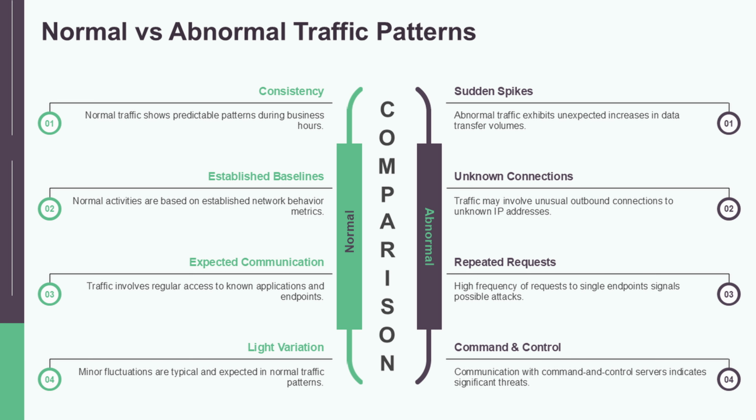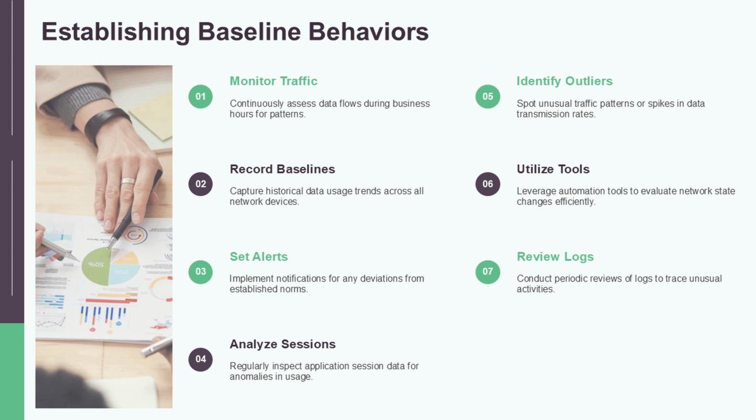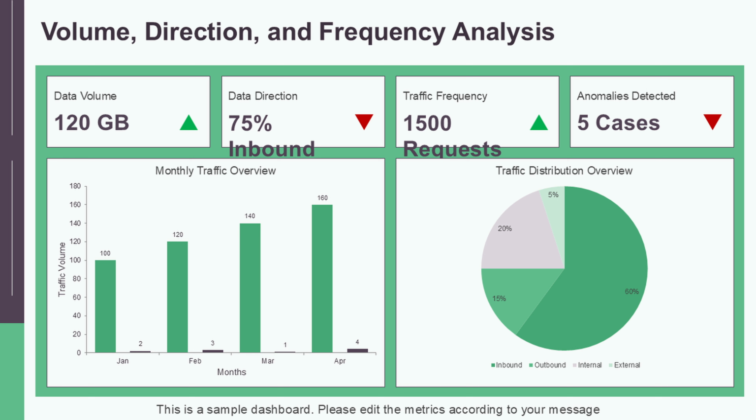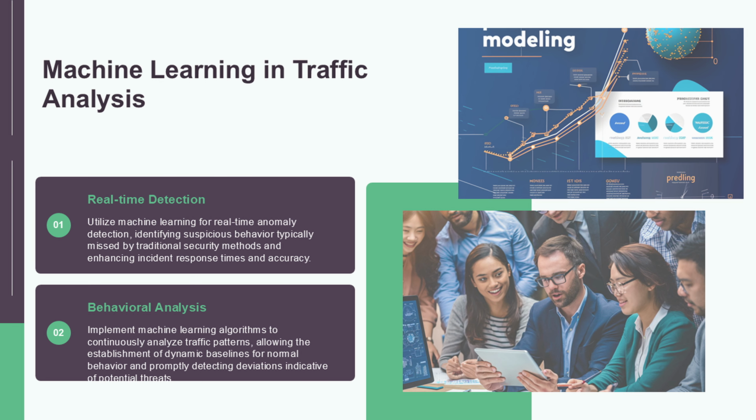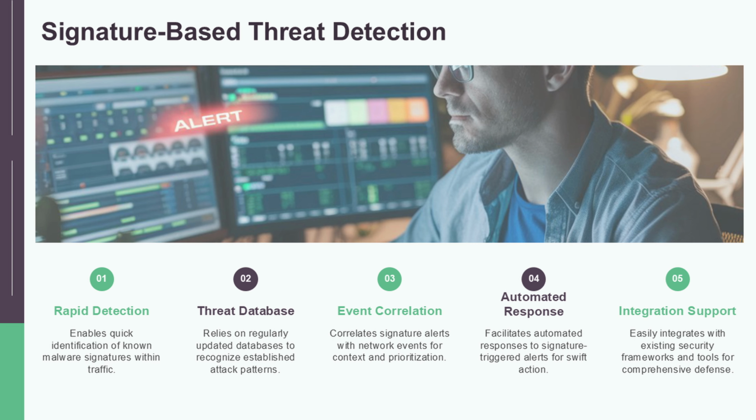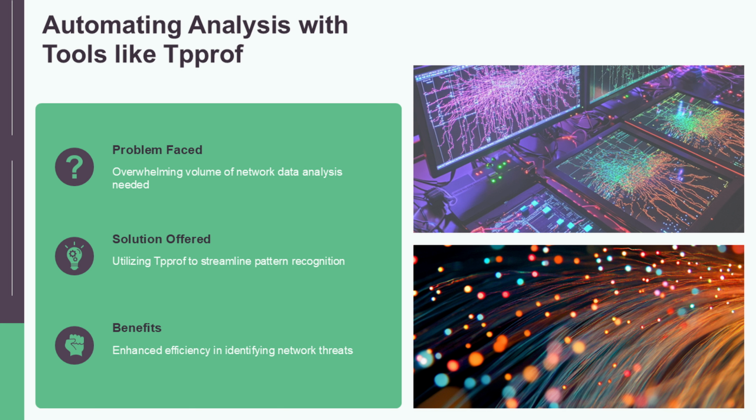At its core, effective traffic pattern recognition requires establishing baseline behaviors to distinguish between normal and abnormal activities. Standard traffic patterns typically exhibit consistency in data flow during business hours, reflecting expected internal communications between servers and endpoints, as well as regular access to frequently used applications. In contrast, abnormal patterns manifest as sudden data transfer spikes, unusual outbound connections to unknown IPs, excessive repeated requests to single endpoints, or communication with command and control servers.